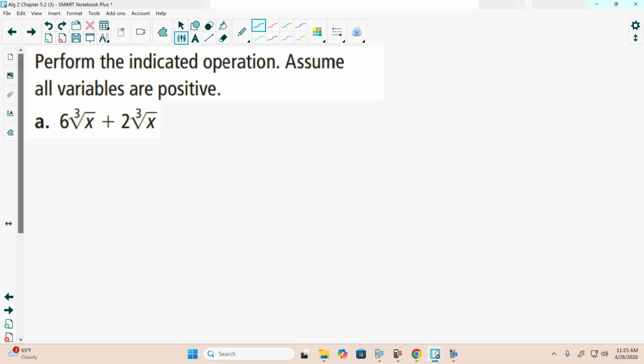6 cubed roots of x plus 2 cubed roots of x is 8 cubed roots of x. Last one.